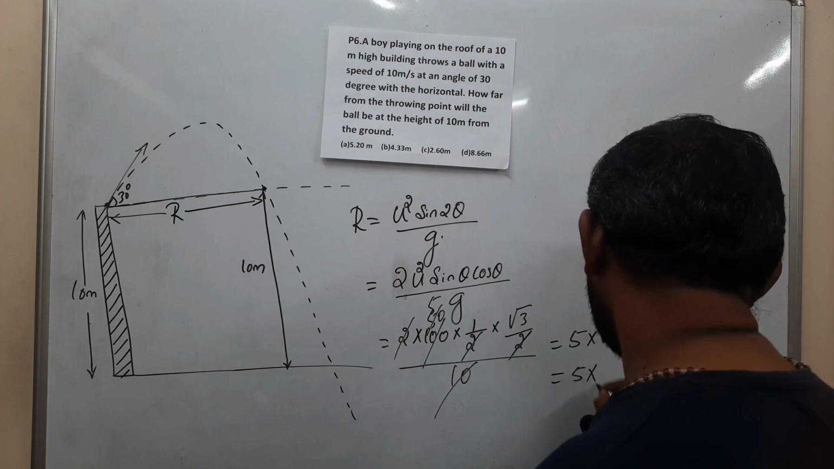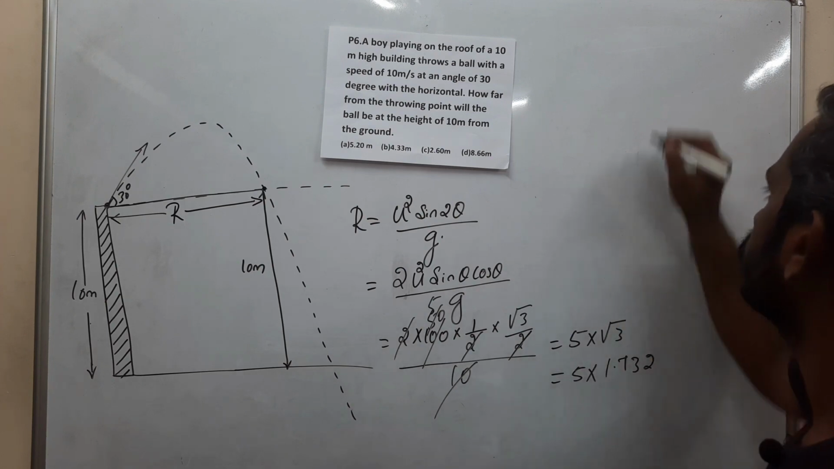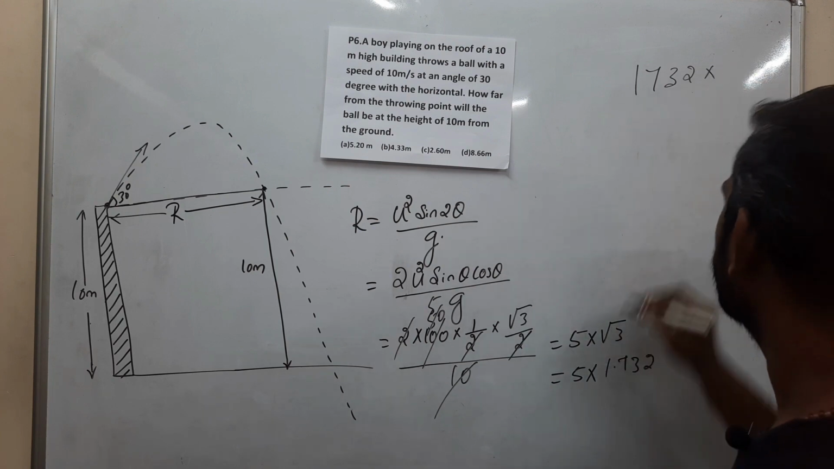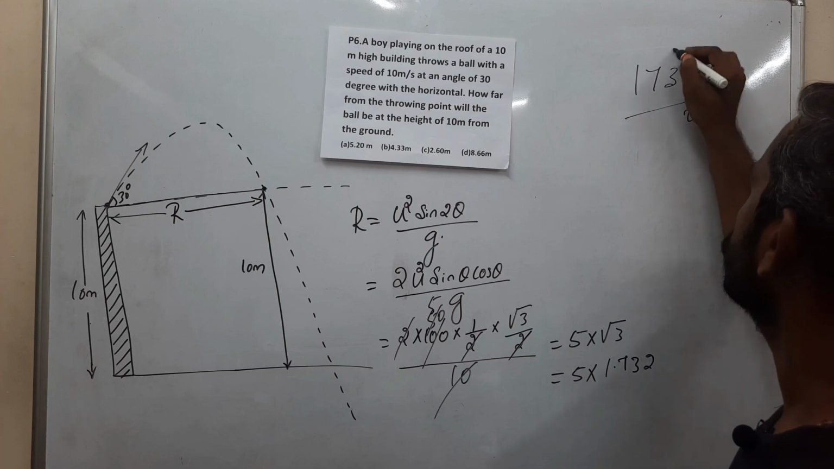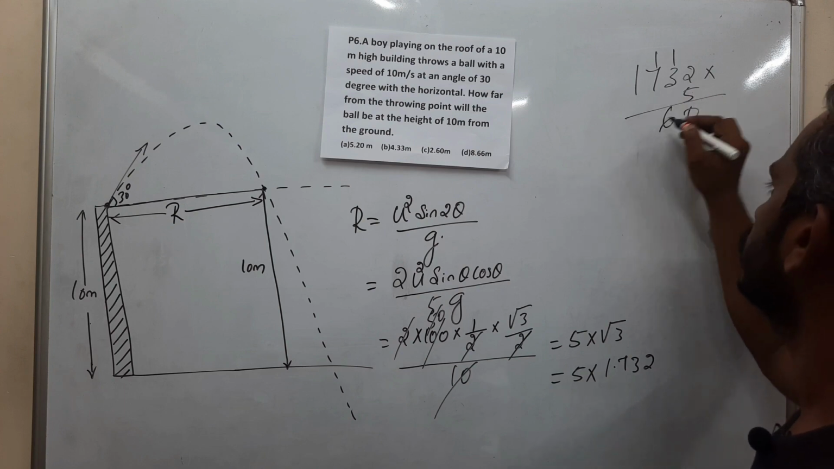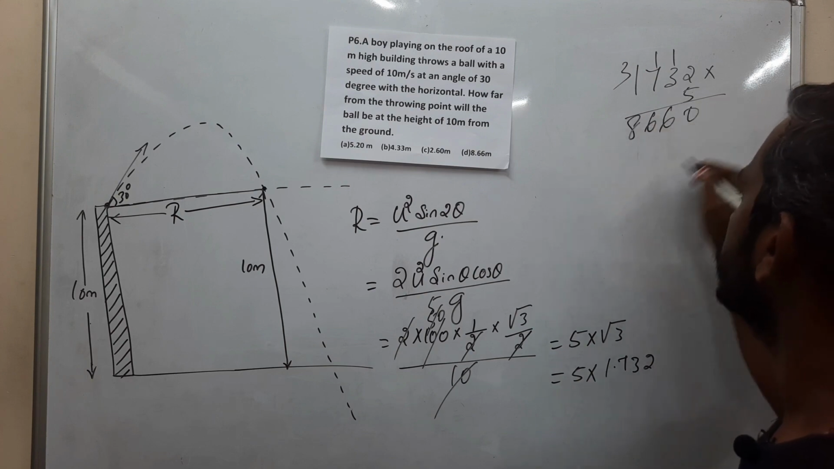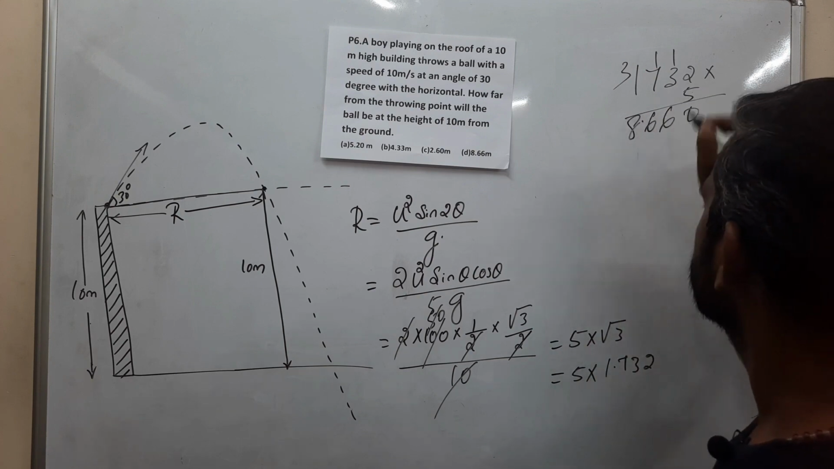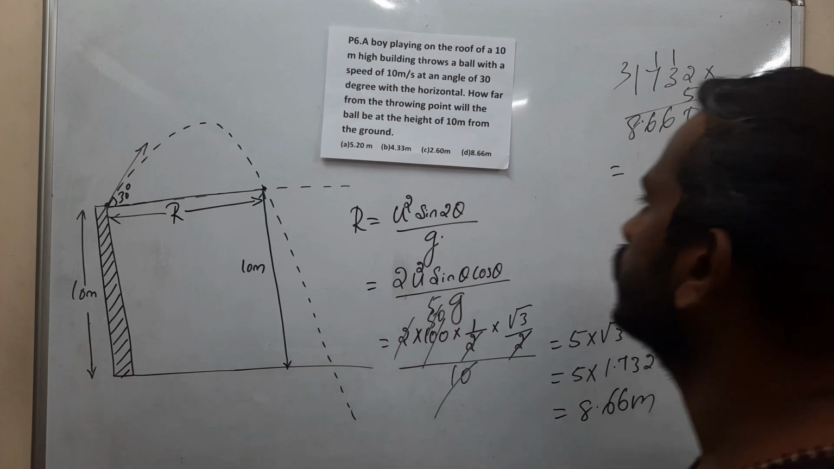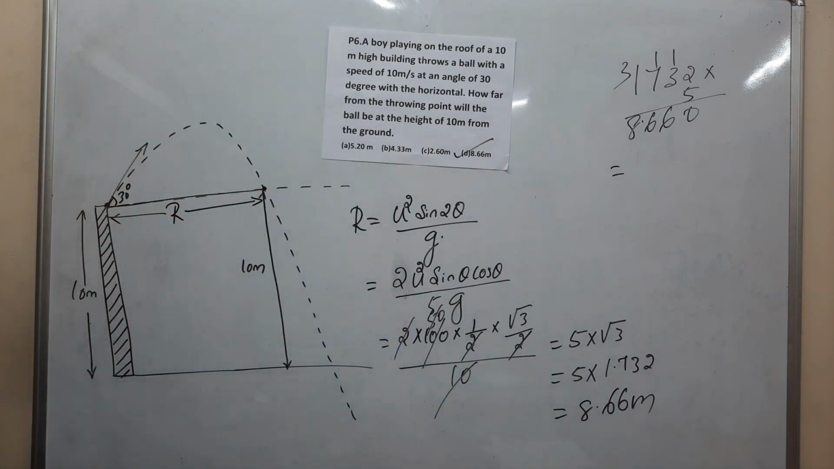Root 3 is 1.732, so multiplying 1.732 by 5 gives 8.66 meters. That is option D, the correct answer.